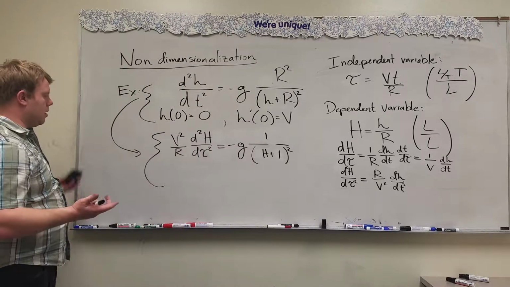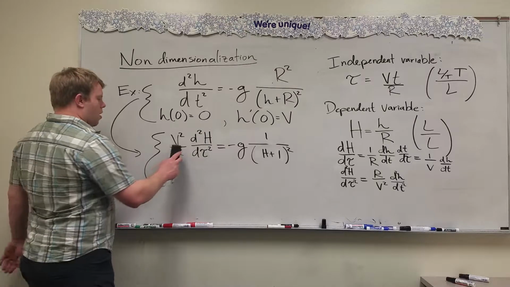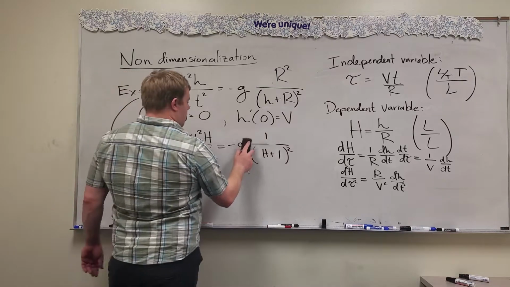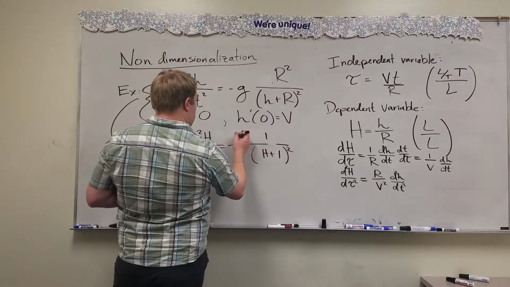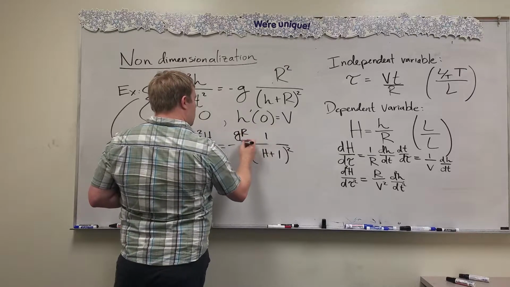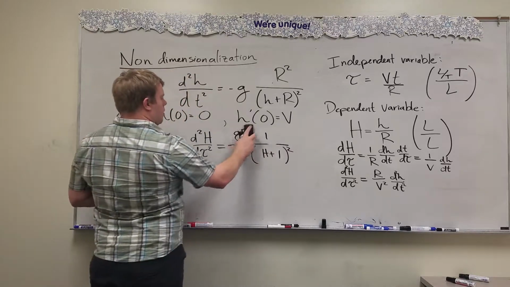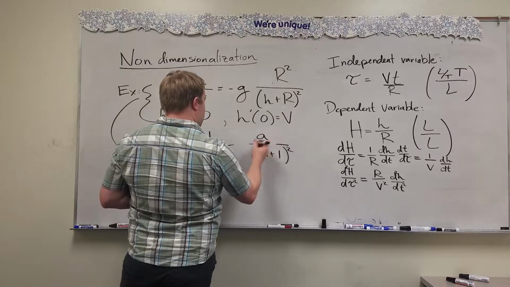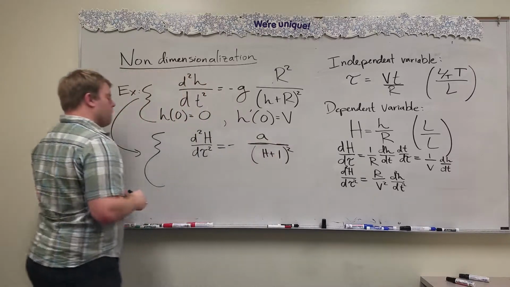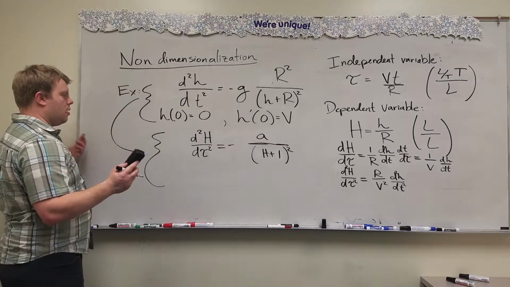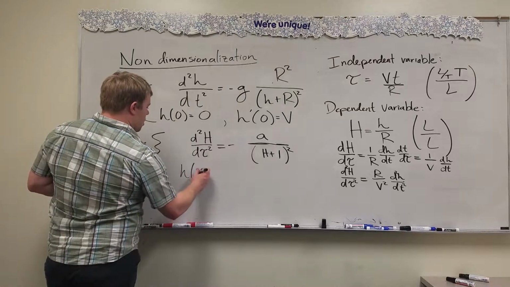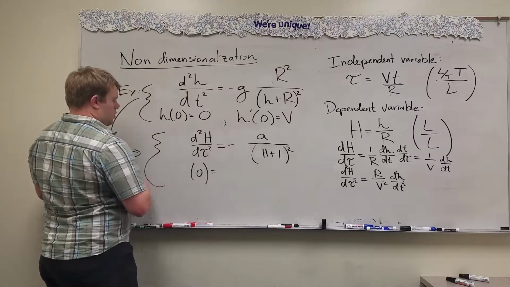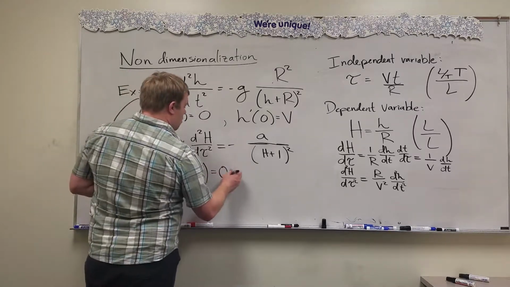That means that I could multiply both sides by r over v squared. G r over v squared, and then just call this some constant. I'm going to call it a, and write it up here. And that's beautiful. Of course, when little h is 0, so is big H. So the first initial condition remains the same.